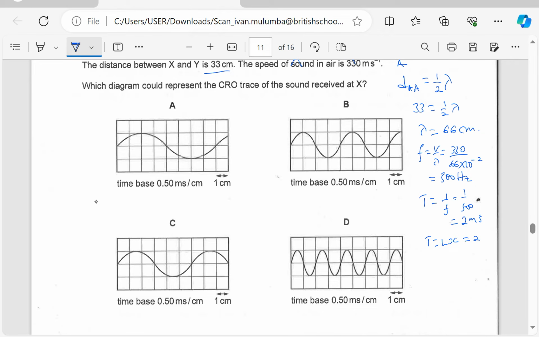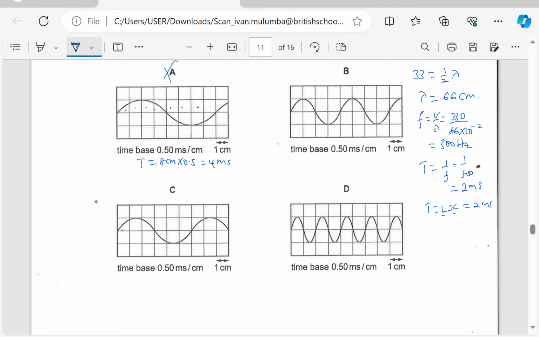But remember, period is the length representing one cycle times the time-base setting. So the product of L times the time-base setting should give us 2 milliseconds. So let's check. Here, L is 1, 2, 3, 4, 5, 6, 7, 8. So here we have 8 centimeters times 0.5, which is 4 milliseconds. So this is out. Let's check C. 1, 2, 3, 4, 5, 6. So the period is 6 times 0.5, which gives us 3 milliseconds.